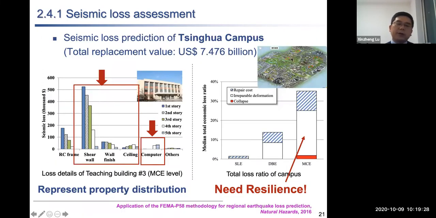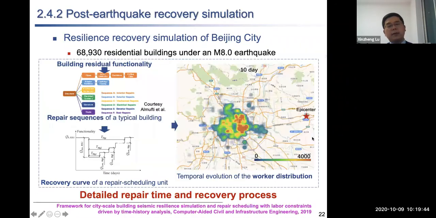For example, for the Tsinghua campus, we can know the detailed damage of each building and each component. We can also know the damage of the entire campus and the residual deformation, which we need for the resilience evaluation.